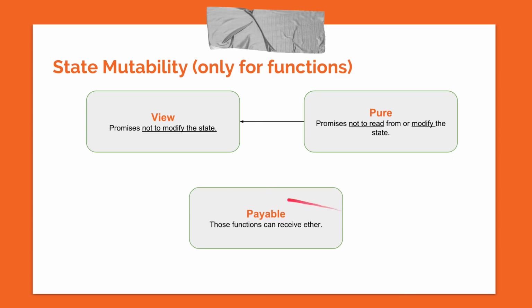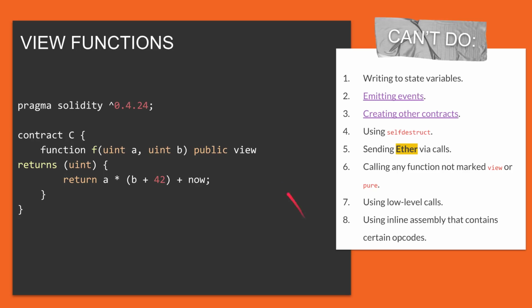The last state mutability we can have is payable. Basically, the functions that are annotated with this modifier can receive ether and can make operations with those ethers. Now let's look at some examples. Here's an example of a view function you can create. This function takes two variables a and b and returns a times b plus 42 plus now. Now is a global variable that gives you the time now as a timestamp variable.